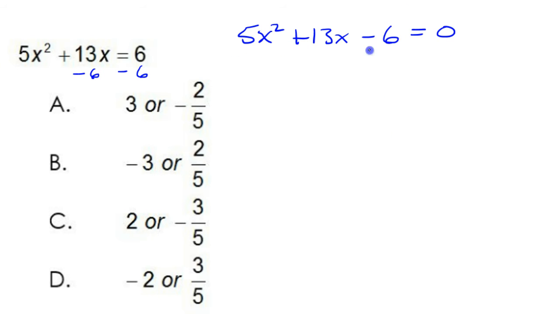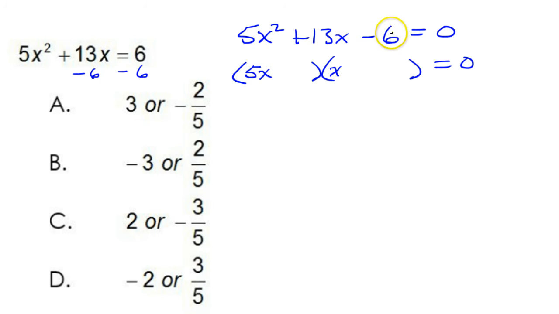So there is no common factor, so I'm going to go ahead and try to factor this into a binomial times a binomial. I'm looking at the 5x squared first. What times what will give me 5x squared? That can only be 5x times x.